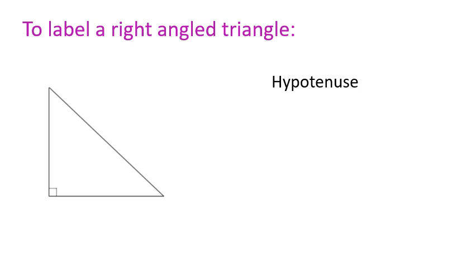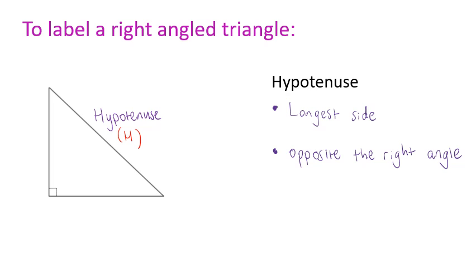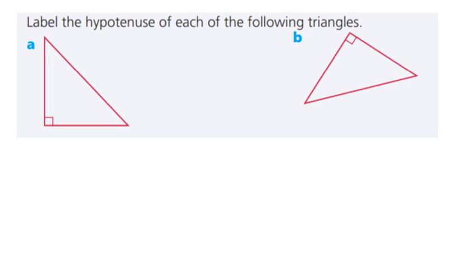So you might remember from Pythagoras, but when we're labeling a right angled triangle, this here is my hypotenuse. Let's call it H. So the hypotenuse is the longest side and it's opposite the right angle. So let's quickly practice labeling the hypotenuse for each of these triangles. So remember, the longest side opposite the right angle. So this is going to be my hypotenuse. And with the next triangle, this is going to be my hypotenuse.